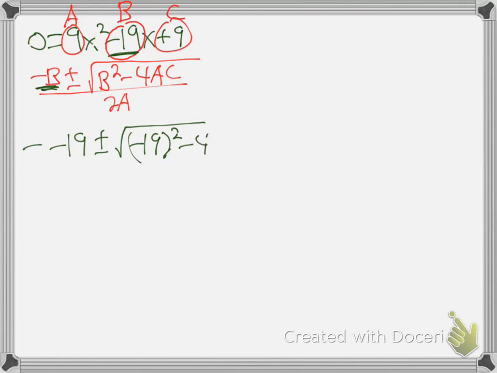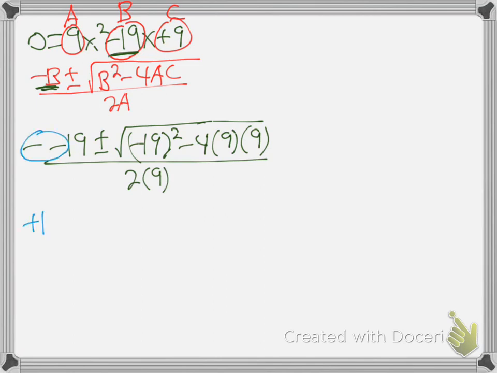minus 4 times a times c, all over 2a. Alright, let's simplify that. Two negatives here became positive 19, plus or minus the square root of 19 squared. Is that 381 or 361?